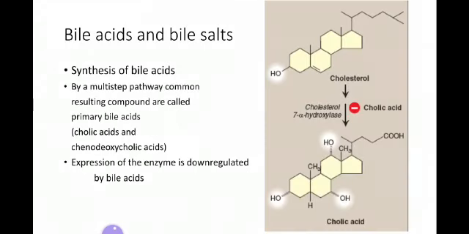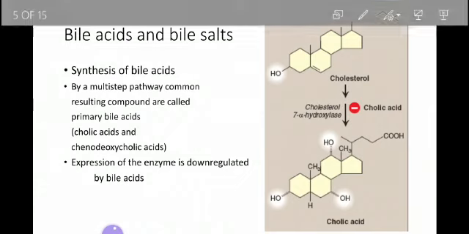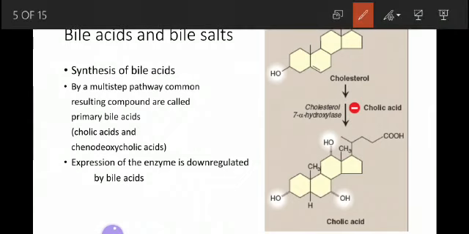How are these bile acids synthesized? They are synthesized in a multi-step pathway, resulting in the formation of cholic acid and chenodeoxycholic acid. Here in the diagram you are seeing that in this multi-step pathway there is only one regulatory step, and this is catalyzed by the enzyme cholesterol 7 alpha hydroxylase.